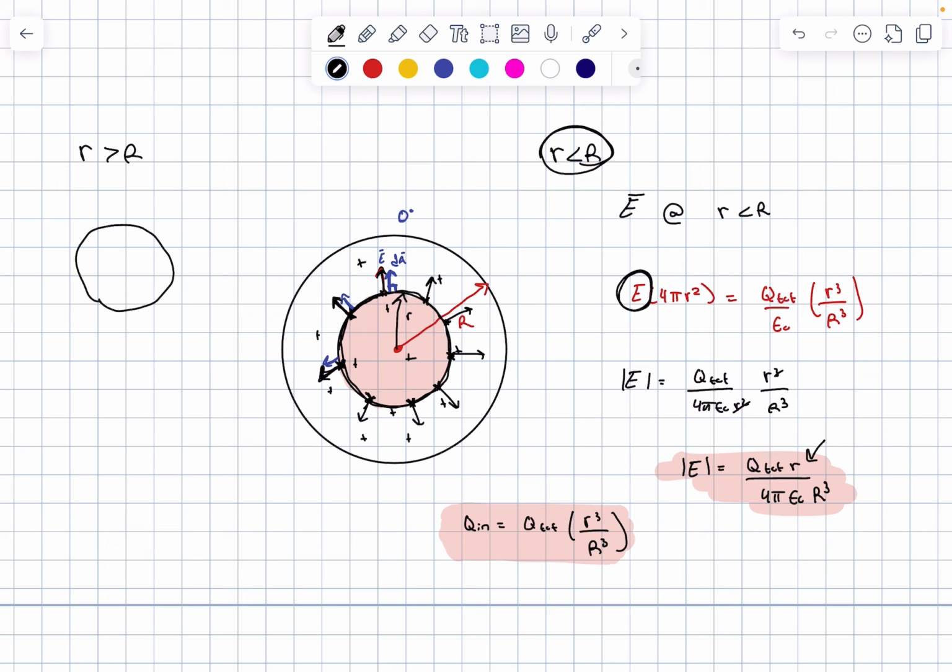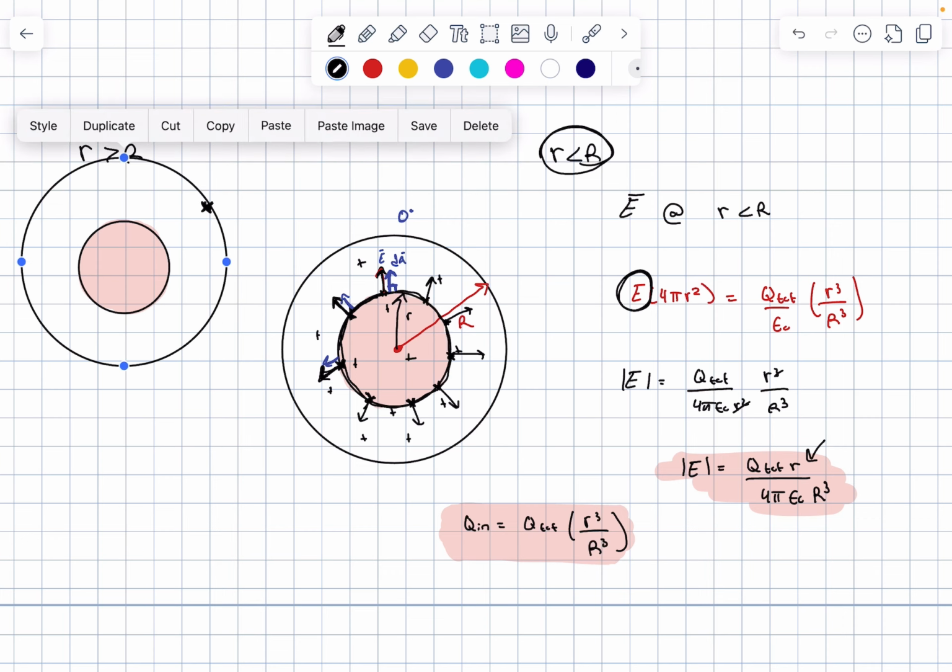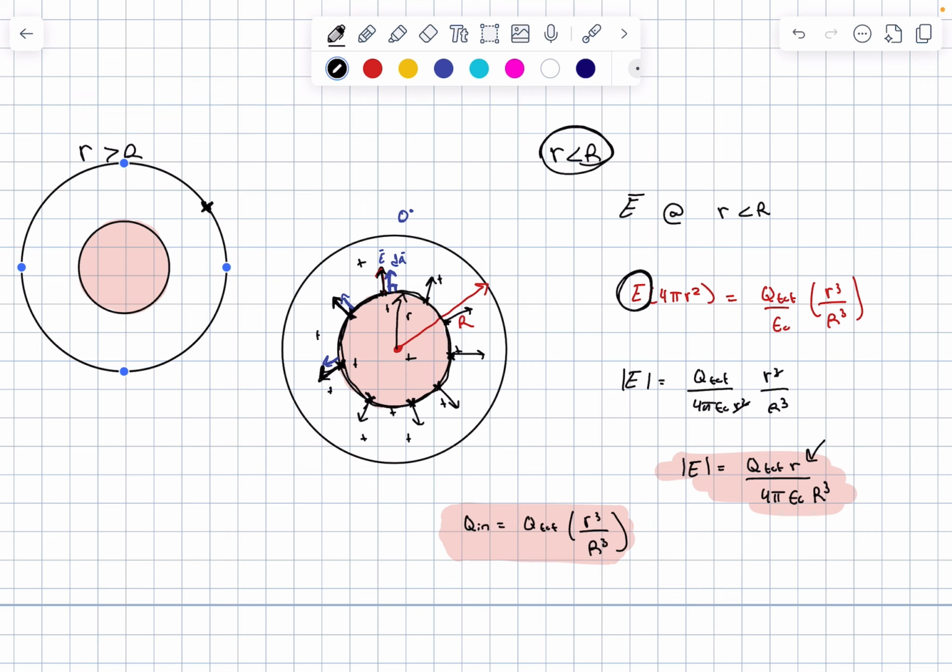Now, the reason why this is not valid when r is larger than big R is as follows. So here, this is my insulating sphere. I'm just going to color that in pink. And now I'm asking you to figure out, okay, what is the electric field at this point in space? So again, I'm going to draw my circle around it, like this. Anyways, I'm going to draw from the center to here, and this is little r, and we can clearly see that little r is bigger than big R.